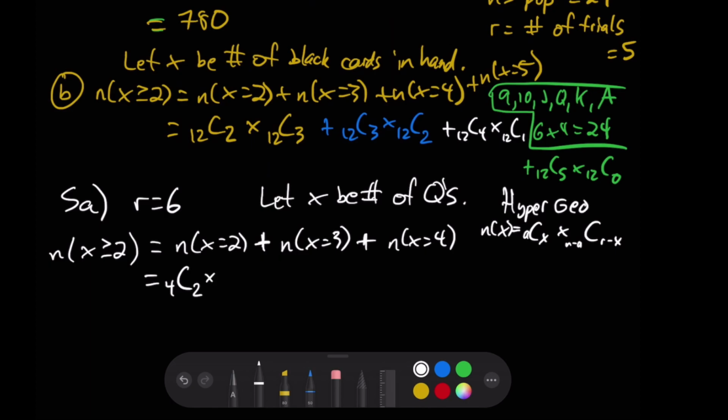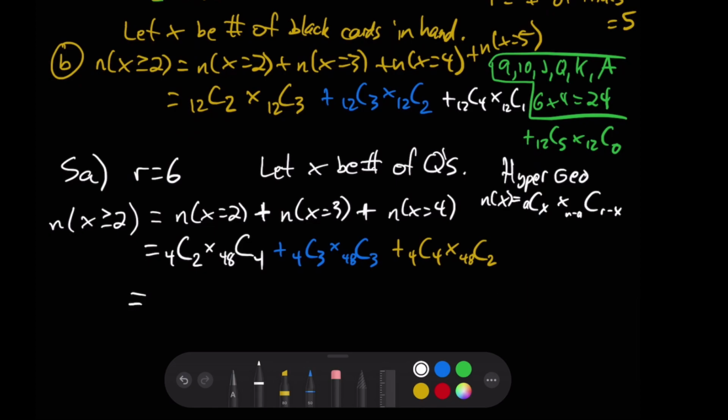It's a standard deck of cards, so I have 52 minus all my queens. So 48 more cards to choose the rest of the cards from. Choose, and I need 6 cards in my hand. I've already chosen 2, so I need 4. Next one, 4 queens available. I'm choosing 3. For all the rest of the cards, there's 48 cards left to choose from, and I'm choosing 3 for a total of 6 in my hand. And for the last option, there are 4 queens in the deck. I'm choosing all 4 times 48 other cards left, and I need to choose 2 more to finish up my hand. Let's calculate and check.